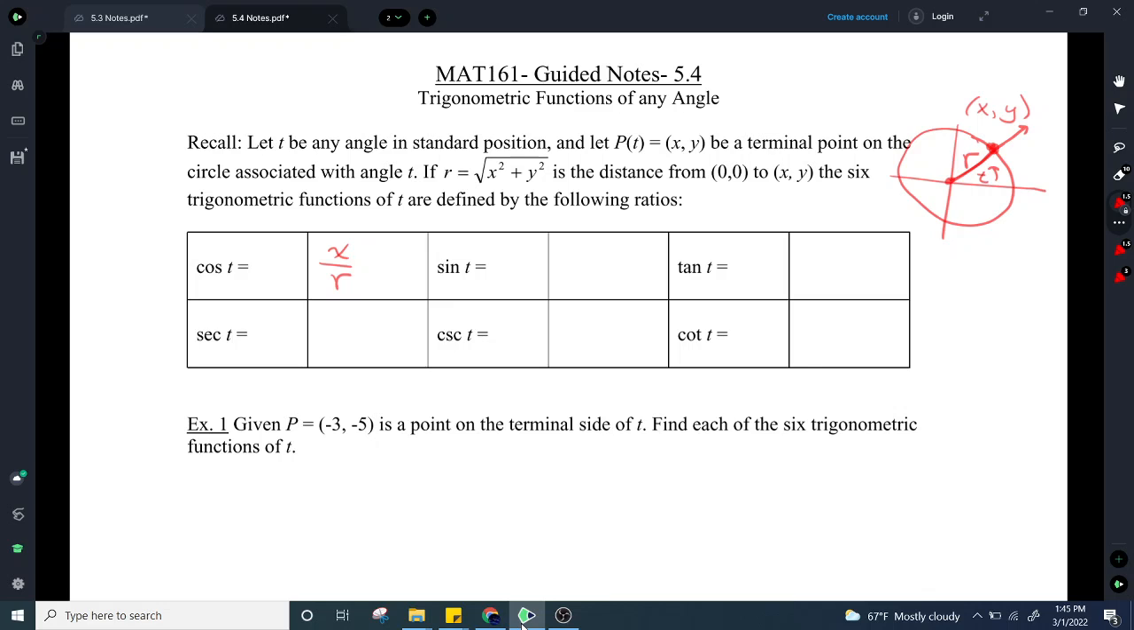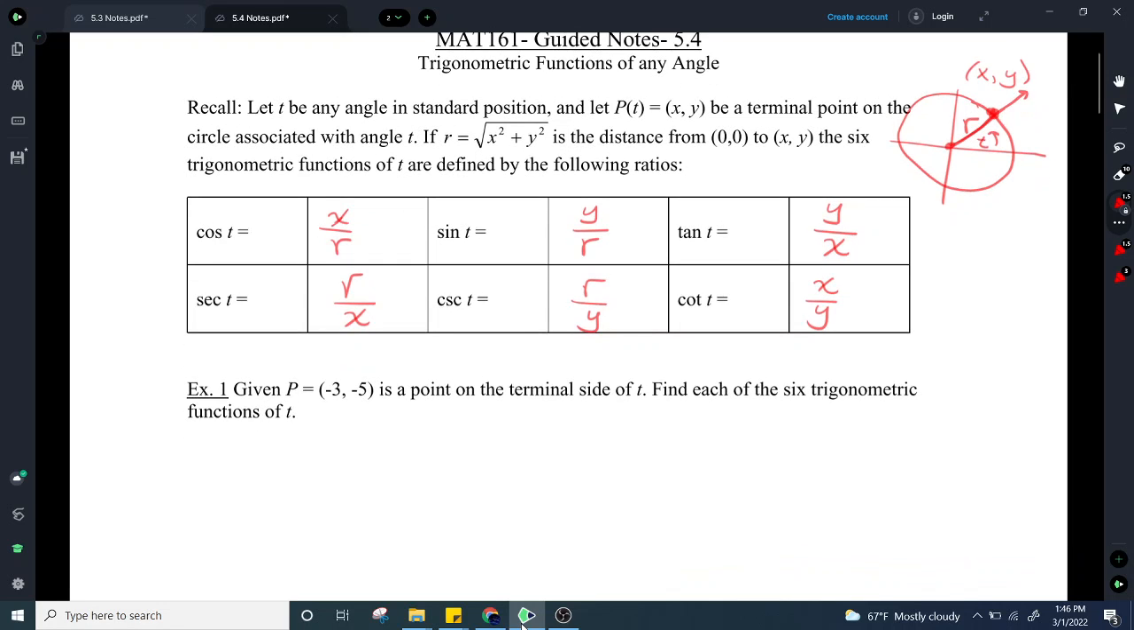So when this comes up, cosine is equal to x over r. Sine is going to be equal to y over r. And tangent is going to be equal to y over x. Secant is the reciprocal of cosine, so secant is going to be r over x. Just flip the cosine function. Cosecant is the reciprocal of sine, so if I flip this, that gives me r over y. And cotangent is the reciprocal of tangent, so cotangent is going to be x over y. So this is not as complicated as it sounds.